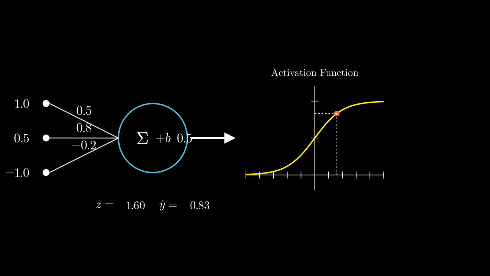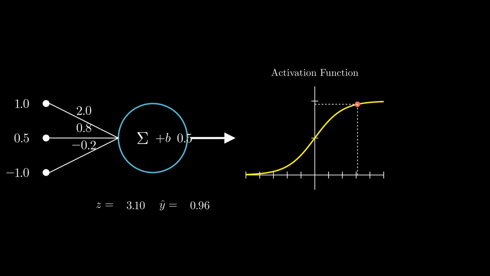Let's increase the first weight, W1, from 0.5 to 2.0, making the neuron much more sensitive to the first input. See that? As the weight increases, the weighted sum z rises significantly. On the graph, this pushes the point to the right, up the steep part of the curve, and our final output y hat gets much closer to 1. The neuron is now firing strongly, all because one parameter was changed.